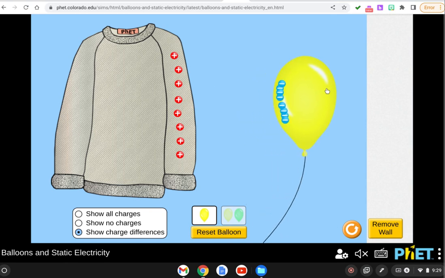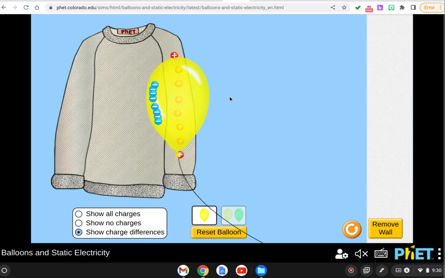So when I will release this one, you will see that it will go and stick with the wool. See, why it sticked here? Can you tell? Because unlike charges attract. Yes, good. Because unlike charges attract, and this is known as law of charge, that unlike charges attract each other and like charges repel each other.